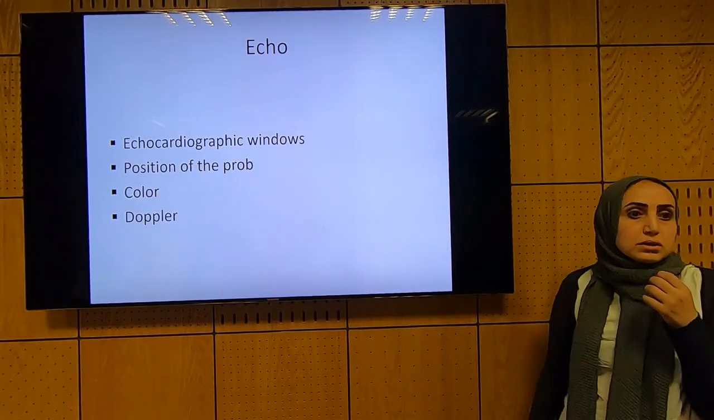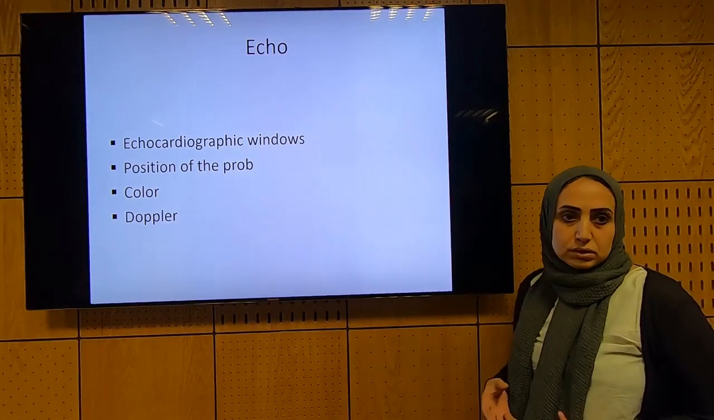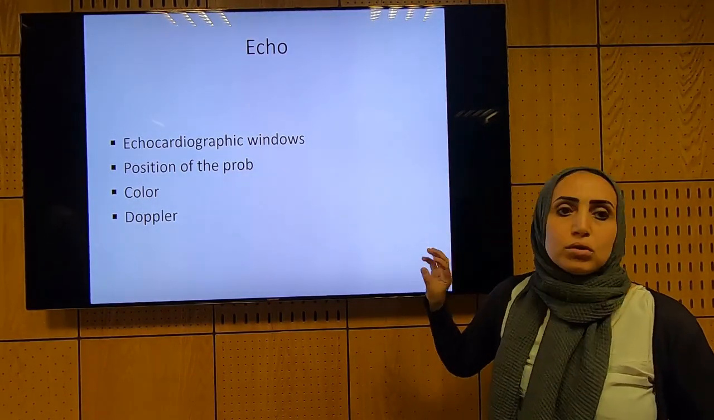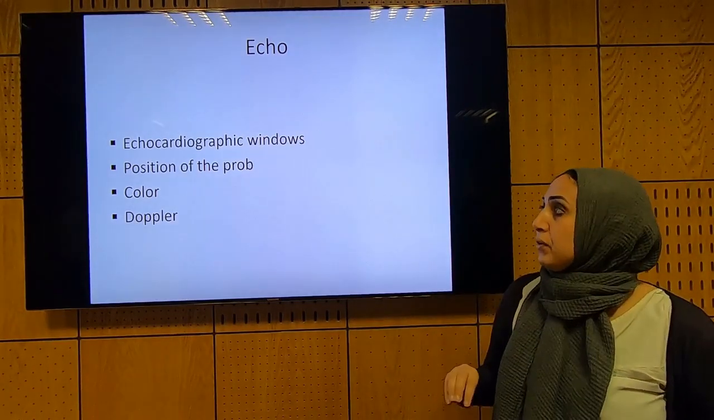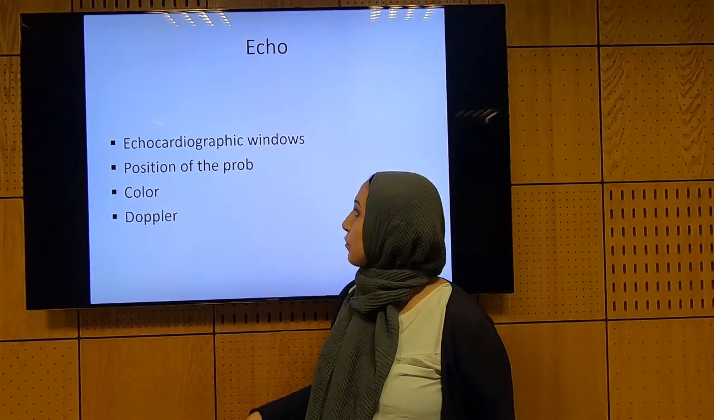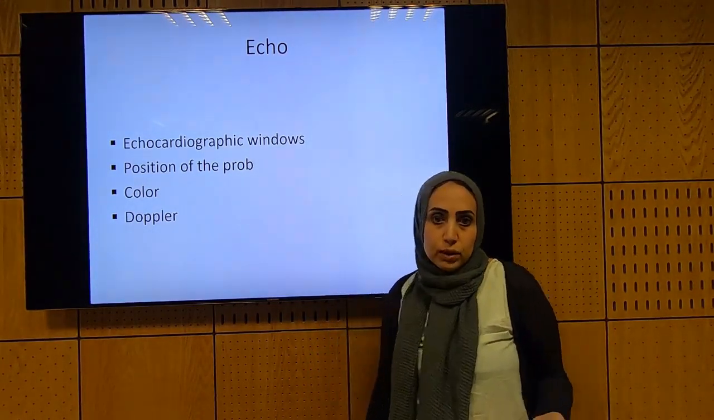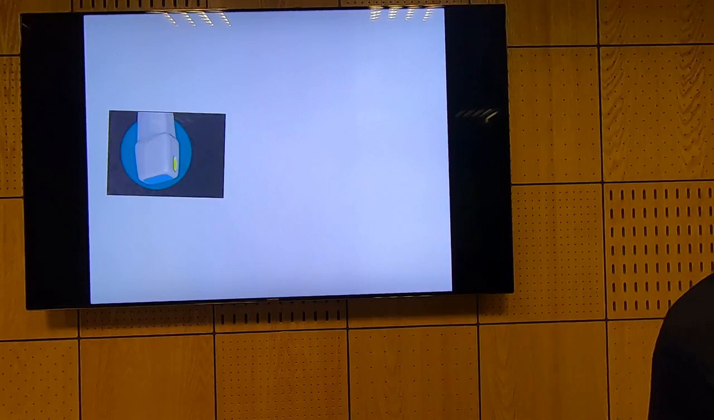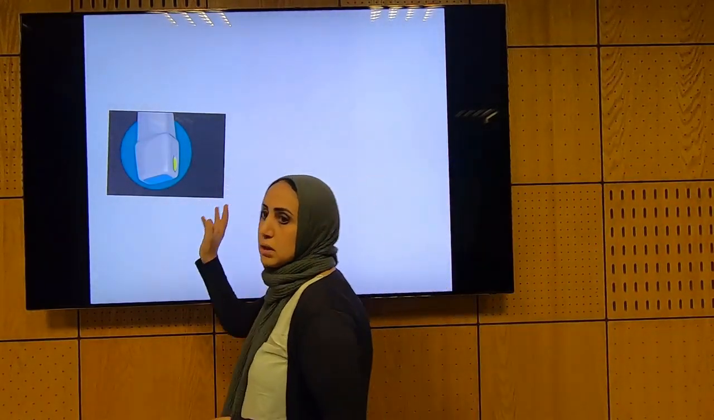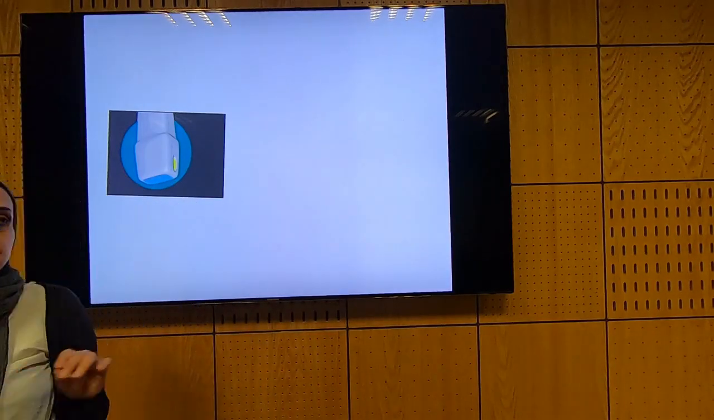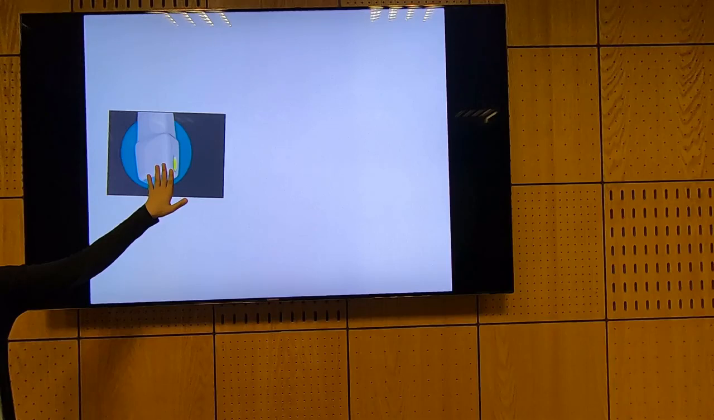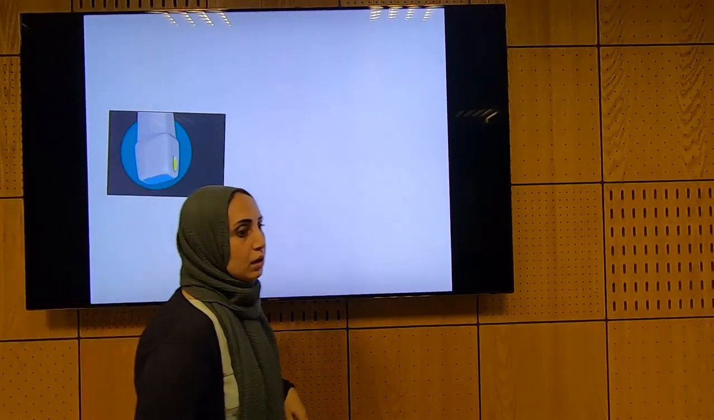At this point, it's not a lecture to learn how to get an echo for a shunt, but in this lecture we have to know 4 principles about the echo. First, echocardiographic windows and the position of the probe, and color and Doppler in echo. This is the probe. The probe will have a knob, a slight knob, or just a mark here on the probe, just to find the right to left orientation of the probe.